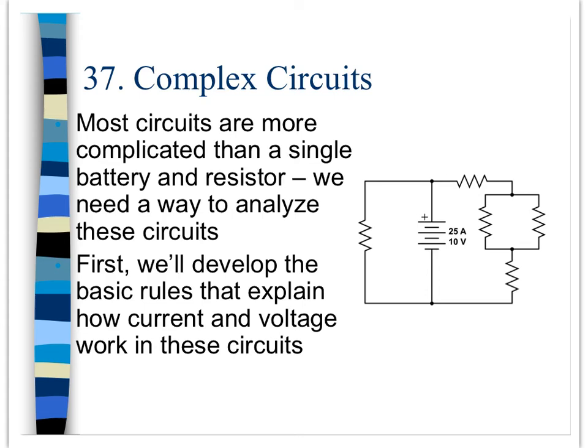All right, we're now going to start looking at slightly more complicated circuits, and by that I just mean ones that involve more than a single resistor connected to a single battery. And so our first goal with these is really just to develop some rules about how voltage and current works in these circuits, and that's going to help us to analyze what's happening with these circuits. So we'll start with voltage, and then we'll move into rules about current.